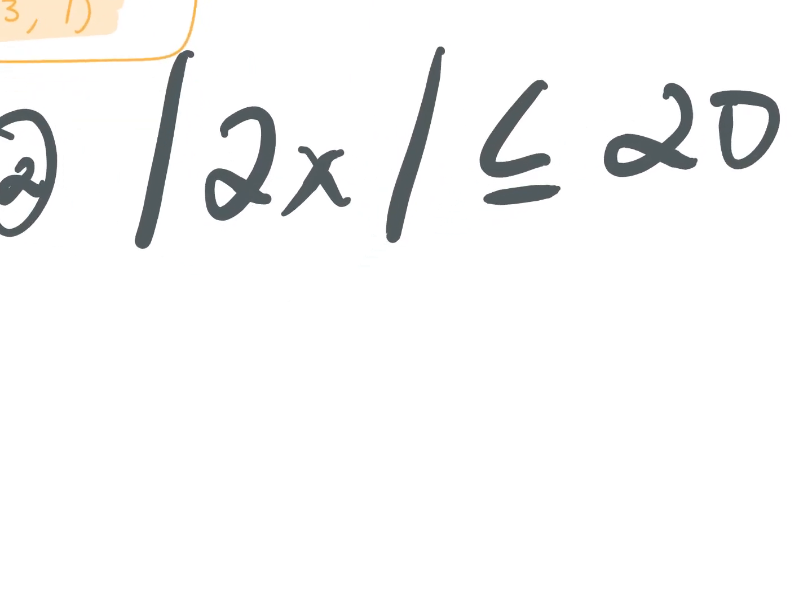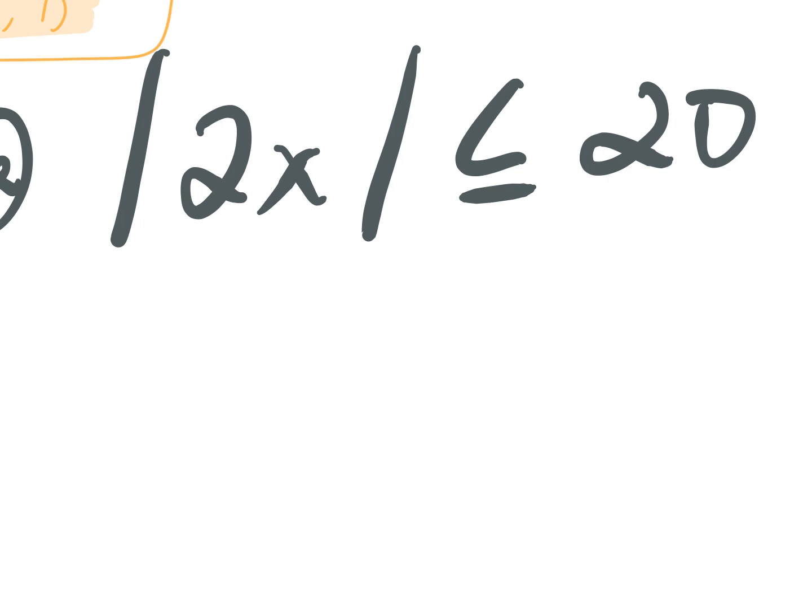Let's do number 2. Our absolute value is already isolated, so we're good. We can go ahead and separate it. So I have 2x is less than 20. What's my other inequality going to be? Awesome. 2x is greater than or equal to negative 20. So let's solve.